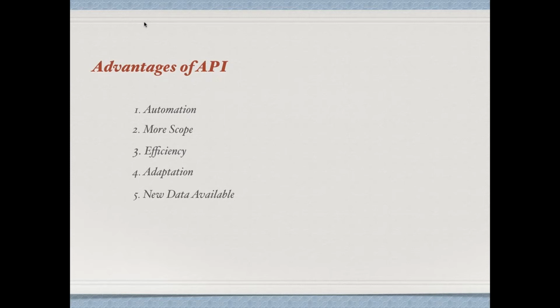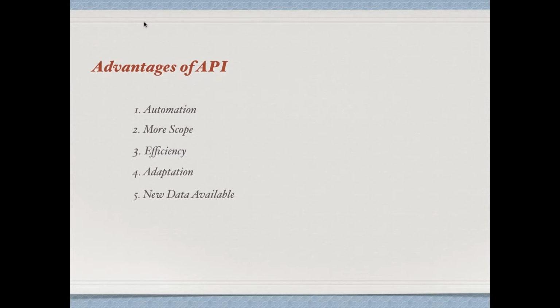Then efficiency. Once you get access to the API, it is easy for the new content to get published fast. The system publishes the content automatically and makes it available for every channel. Therefore, the content gets shared with a lot of audience easily.